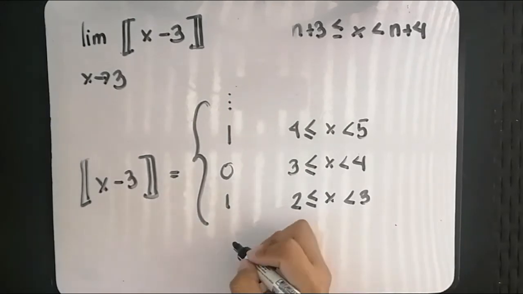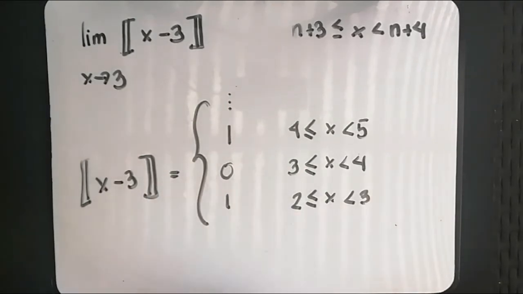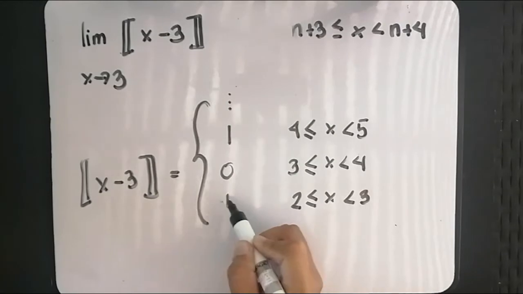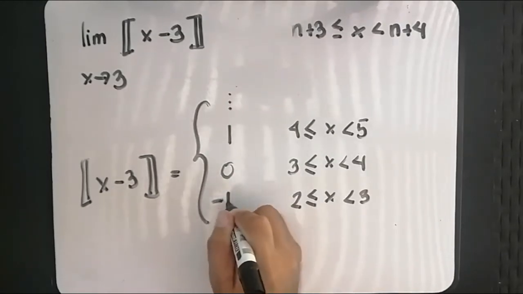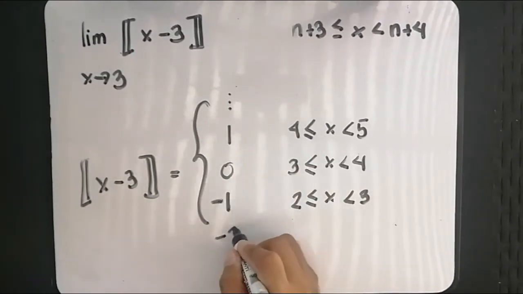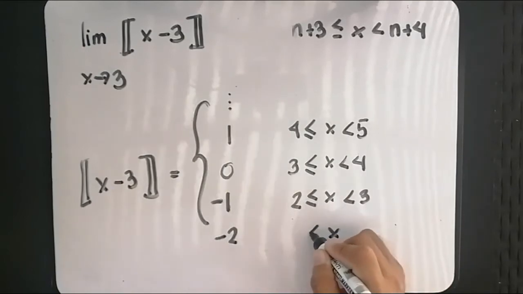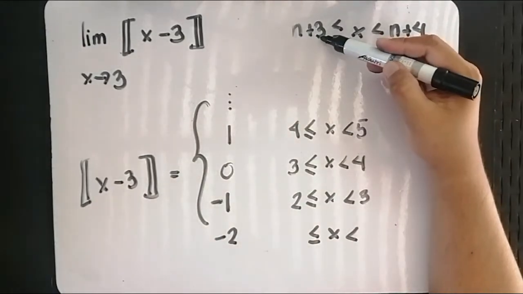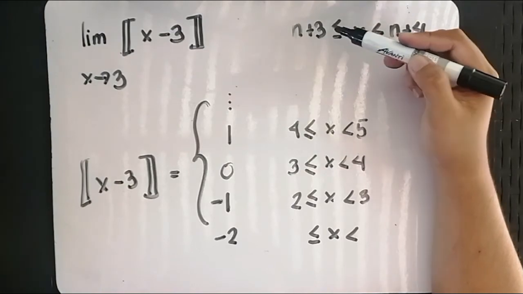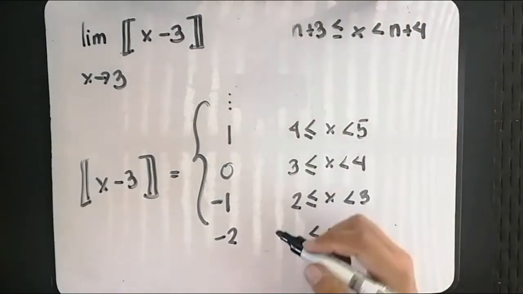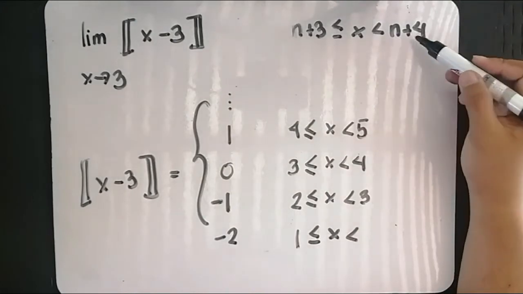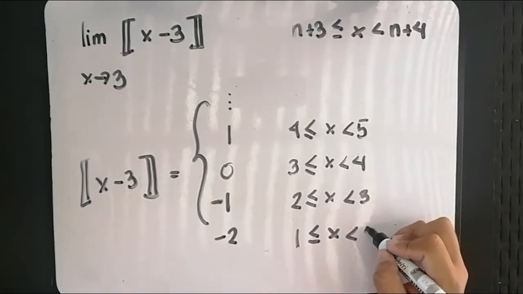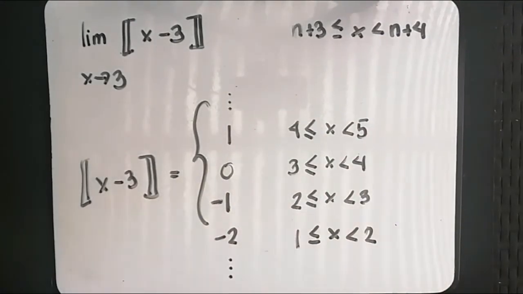So kung meron tayo ditong, sorry, this is negative 1 pala. This is negative 1. So kung meron tayo ditong negative 2, ano dapat siya? Negative 2 plus 3, that is 1. And negative 2 plus 2, that is 2. And so on and so forth.